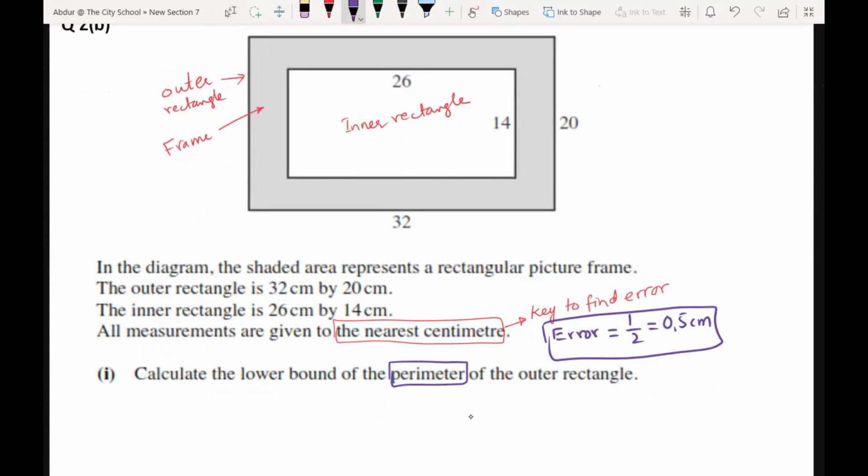I'm going to start the solution. Perimeter is the sum of all outer boundaries. There are two lengths, both 32, and two widths, both 20 centimeter. So we can write twice of length, this is length, this is your width, plus twice of width.